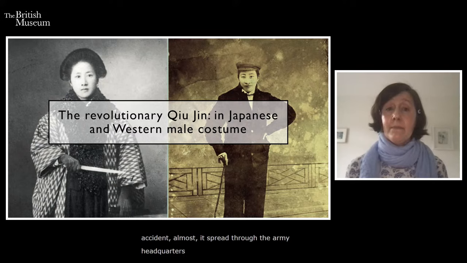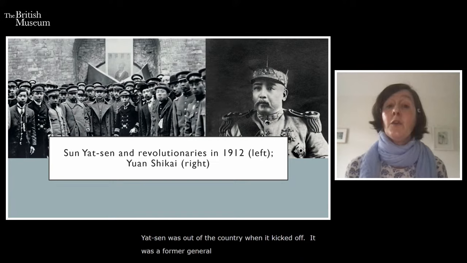But a political vacuum lay at the heart of this sudden, unplanned civil war. It didn't even have a leader, as Sun Yat-sen was out of the country when it kicked off. And it was a former general in the Qing, a man called Yuan Shikai, who ended up dominating the situation thanks to his control of army garrisons around Beijing. He negotiated the abdication of the last emperor in February 1912 and became president of the new republic.